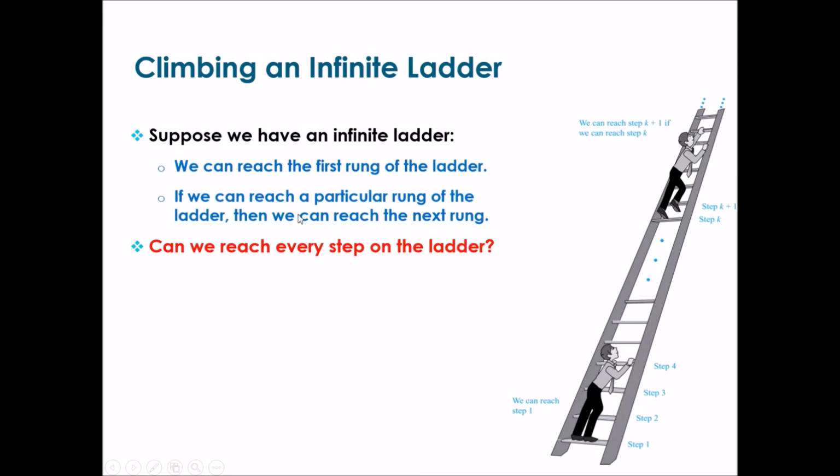And the second step, which makes sure that we can climb the ladder up till infinity, is that if we can reach a particular rung, the kth rung of the ladder, then we can reach the k plus 1 rung of the ladder as well, right? So if we make sure of these two steps, then this implies we can climb every rung of the ladder, or we can climb an infinite ladder.